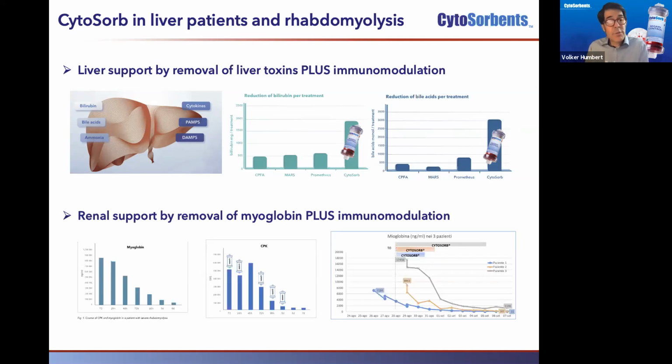And a similar approach is given for rhabdomyolysis patients or generally patients who require a bit of renal support. I mean, Cytosorb is not a renal replacement therapy, but one or the other substance which is also harmful for the kidneys, like for example myoglobin, can also be removed by Cytosorb.